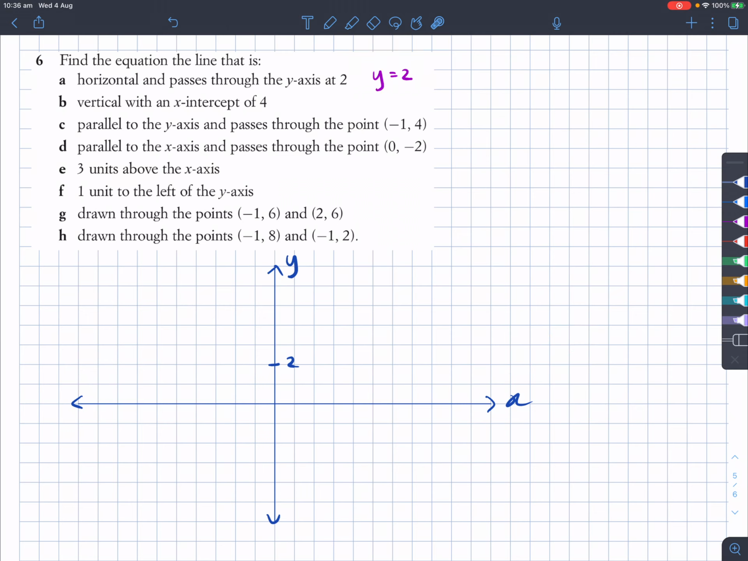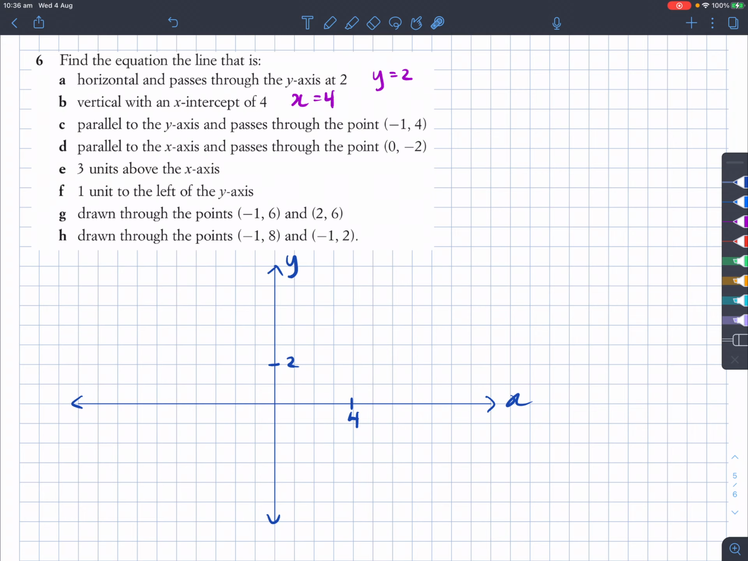Now it's vertical with an x-intercept of 4 for B. So if it has an x-intercept of 4, that means it passes through the x-axis at the number 4, right there. Now if it's vertical, like this, that's the line we're finding the equation for. And since it's passing through x equals 4, our equation is x equals 4.